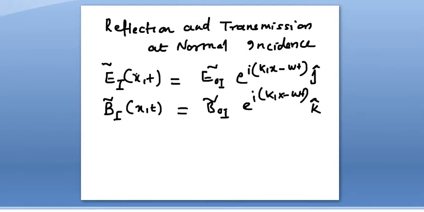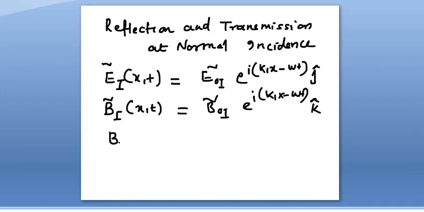I hope I am clear. Because our propagation is in the X direction and the wave is transverse, the electric field and magnetic field will be in mutually perpendicular directions. So if the electric field is in the J direction, that is the Y direction, then automatically B will be in the Z direction. Now what will happen to the other two waves, the reflected wave and the transmitted wave?